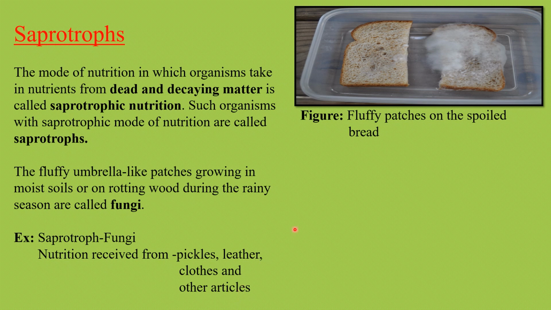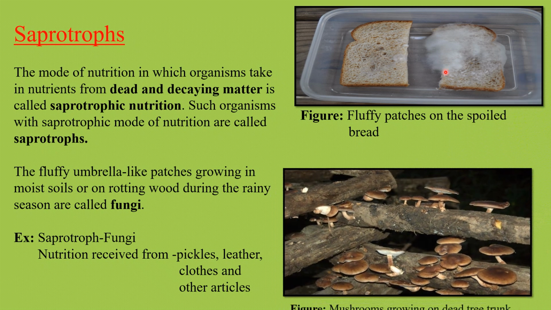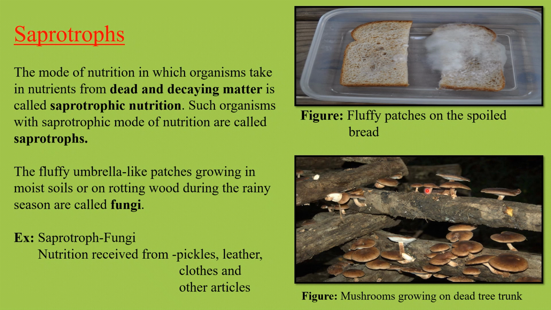Okay everyone, you can see the fluffy patches on the spoiled bread. This bread was kept for 2 to 3 days in a wet, moist condition, and this is what I have observed after 2 to 3 days. There are fluffy patches on this slice of bread. These fluffy patches take up the nutrition from the bread. Secondly, mushrooms. These mushrooms are growing on the dead tree trunk. This means that the mushrooms are taking the nourishment from the tree trunk which is already dead.